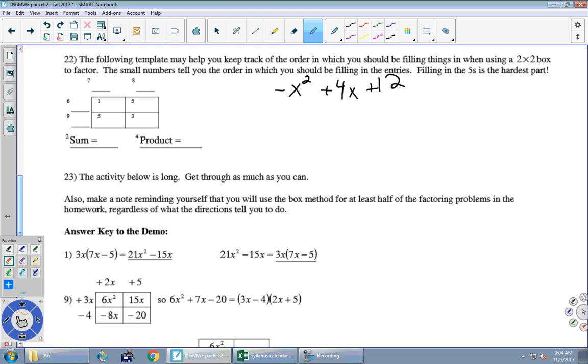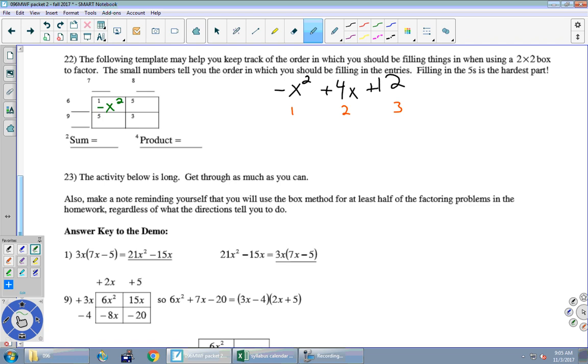So take a look. I'm calling this negative x squared the first term, 4x is the second term, and +12 is the third term, okay? Just always in that standard order, 1, 2, and 3. And so we start filling things in the box in that order. The very first thing to fill in is the one with the little 1 in it. So what am I putting in this box with a 1? That's the negative x squared, put that there.